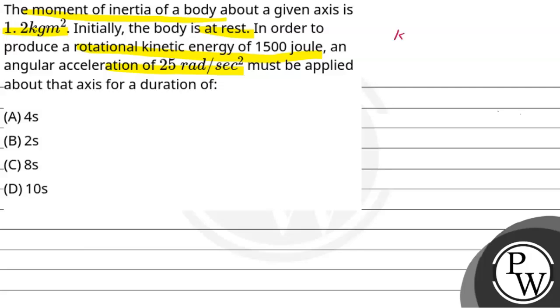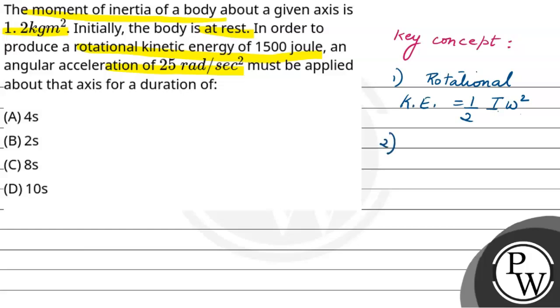So before that, let's know the key concept. Here the key concepts used are, the first one is the rotational kinetic energy which is equal to half I omega square, where I is the moment of inertia and omega is the angular velocity.